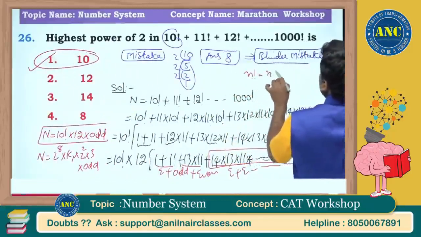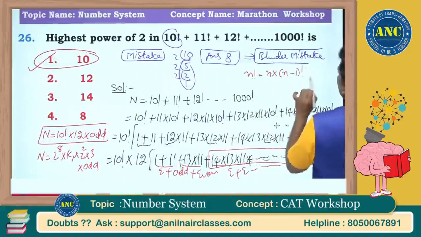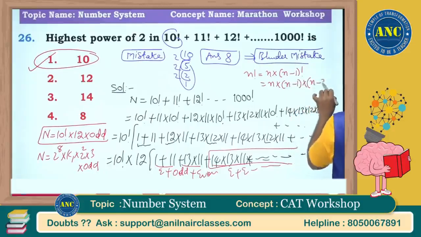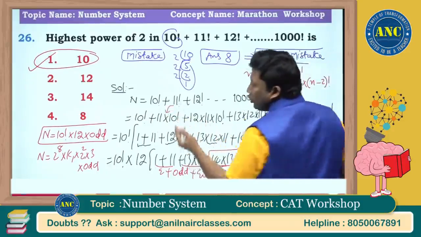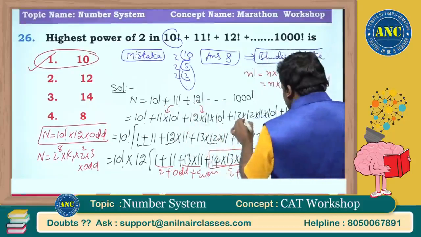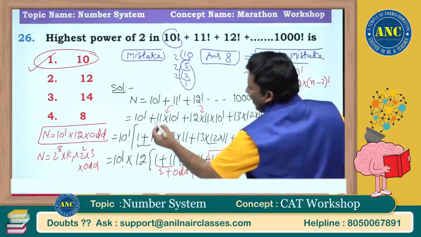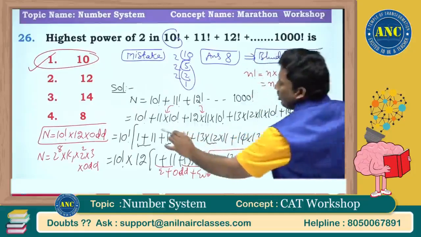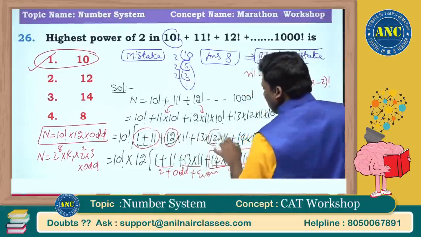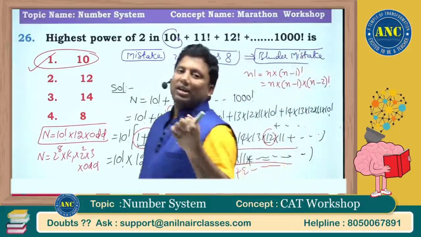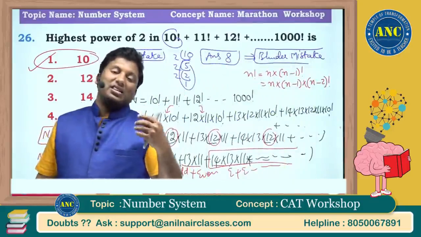n factorial is n into (n minus 1) factorial, or it is n into (n minus 1) into (n minus 2) factorial. 11 factorial is 11 into 10 factorial. 12 factorial is 12 into 11 into 10 factorial. 13 factorial, 14 factorial. If I take 10 factorial common, 1 plus 11 plus 12 into 11 plus 13. Here I took 12 common; here 12 is there, here all 12 are there. From 14 into 13 into 12 into 11, I got even. The sum will be even.